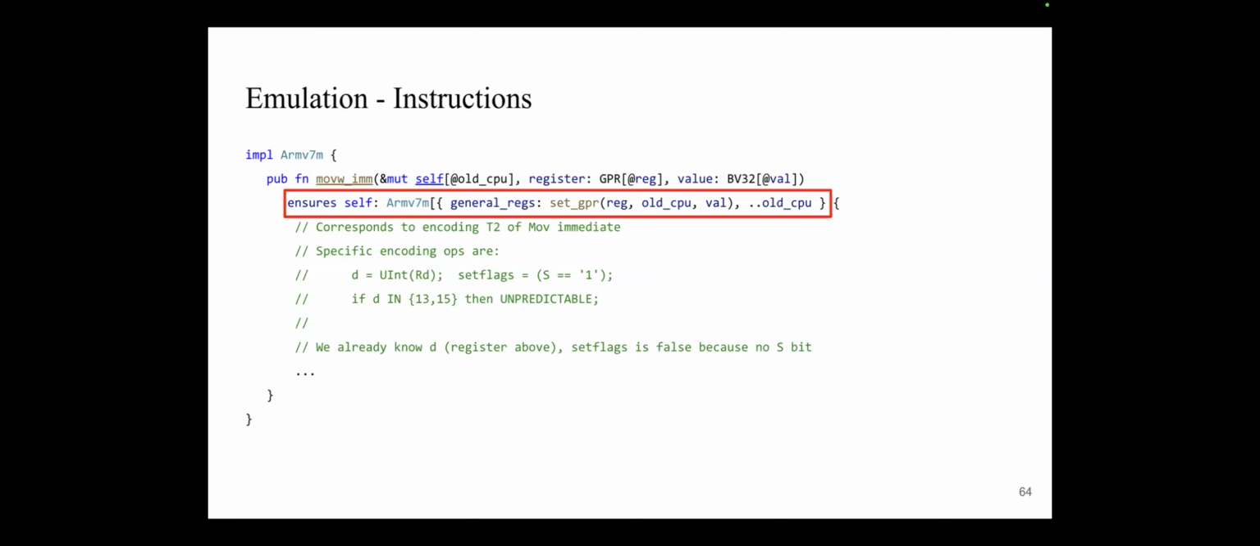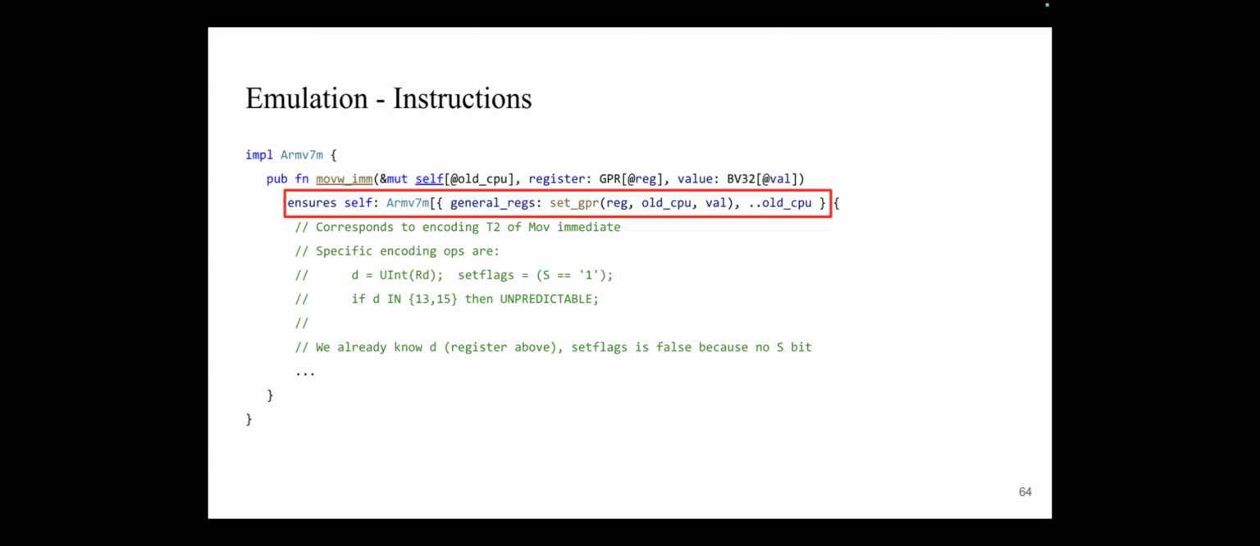But then we can add a specification. And here we have a post condition that basically says, after this function runs, the register that we wanted to update will now contain the value, and the rest of the CPU state is going to be unchanged. Every other field in our CPU struct is going to be exactly as it was before. And Flux is actually going to check that this function is implemented in a way that adheres to the specification.